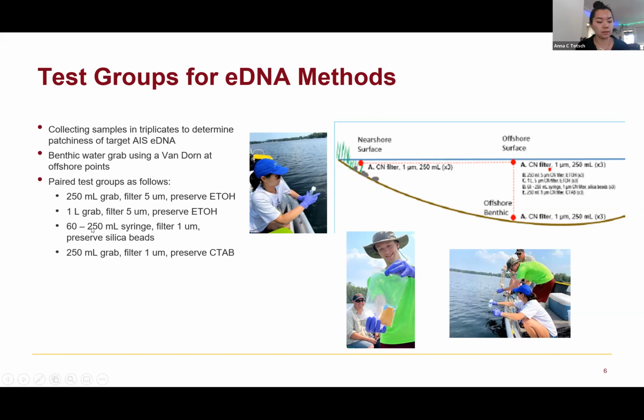I was saying that the syringe holds 60 to 250 mils because sometimes I could not push all the water out due to the fact that there were a lot of algae blooms during the summer, so we couldn't get the 250 as we would have liked to.